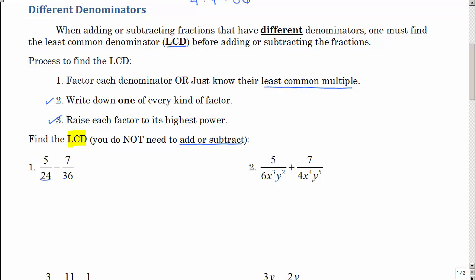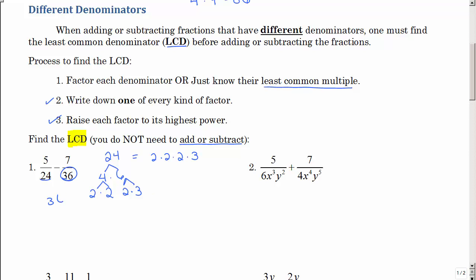So do you know the least common multiple between 24 and 36? Maybe you do, maybe you don't. But let's see if we can factor 24. You might want to use factor trees. You might think of that as 3 times 8 or 4 times 6. That's kind of what I think about. But those are not primes. I can break down 4 and I can break down 6. That's as far as it goes. So 24 is 2 times 2 times 2 times 3.